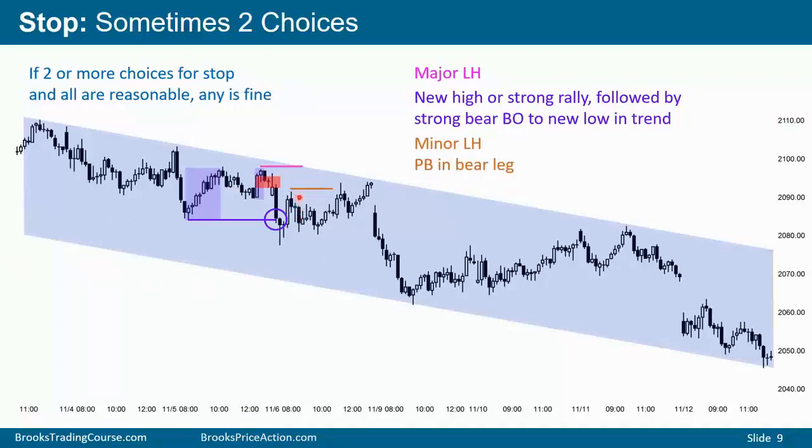Now, is this a major lower high? We have a decent reversal up. We have a sell-off and another sell-off, but it lacks consecutive big bear bars, so not a strong bear reversal, and it did not go to a new low.